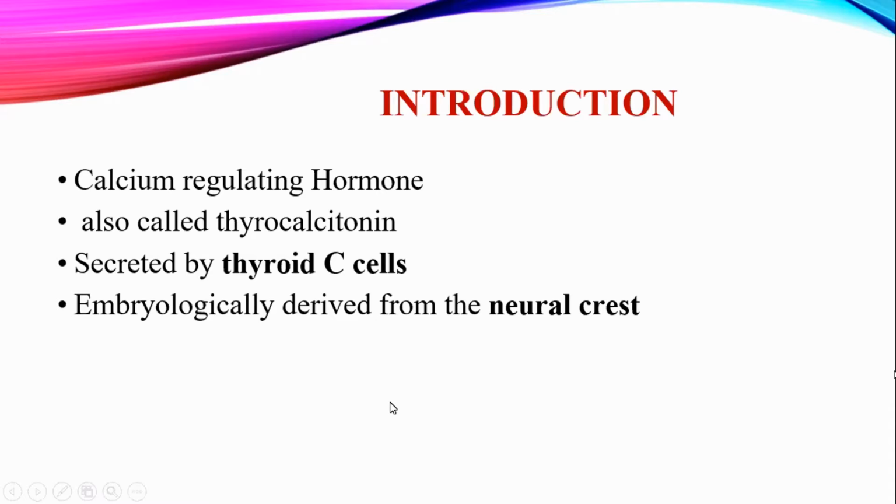Generally, the thyroid gland secretes two types of hormones. One is thyroid hormone, which we studied in earlier sessions, which is involved in the basal metabolic rate of the body and affects the entire metabolism. And calcitonin is the other hormone, also synthesized by the thyroid gland, but it is involved in calcium homeostasis.